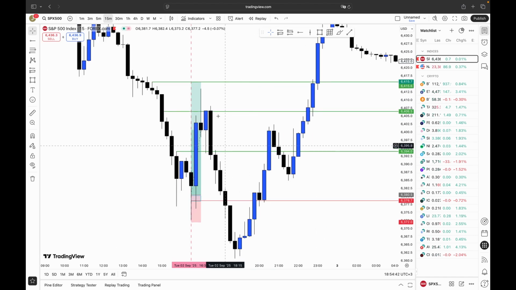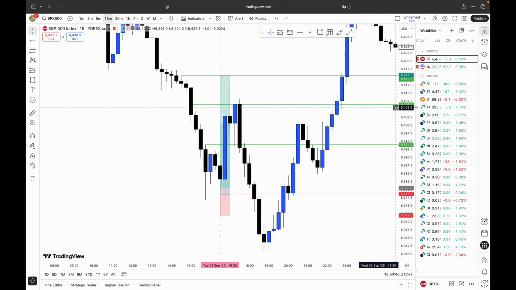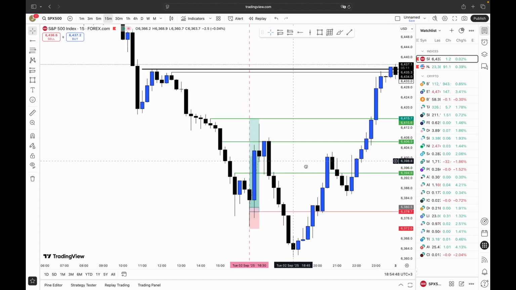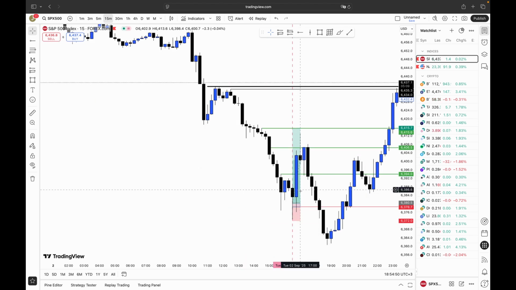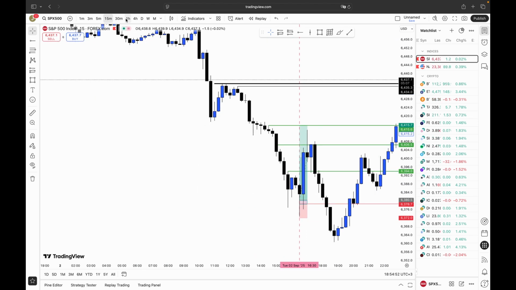As you can see, I hit 2 TPs. Unfortunately, my third take profit wasn't hit in this long position that I took yesterday. So let's just go over the confluences real quick.